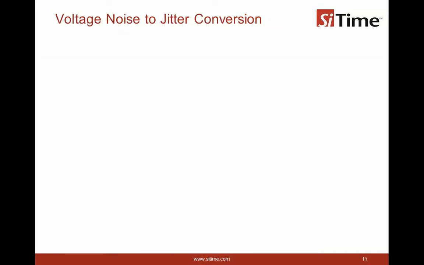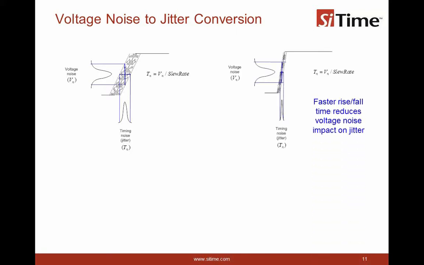Sure. Let's look at voltage to jitter conversion first. If you have a signal which has a certain slew rate, basically a certain rise time to it, and there's a voltage noise, which is shown on the left side of the screen, that voltage noise translates into a time noise through the slope of that edge. This is called voltage to jitter conversion. If the slew rate of the signal is faster, for the same amount of voltage noise, you get a lot less timing jitter. Yeah, makes sense. Effectively, the edge is much more defined because it's much faster.